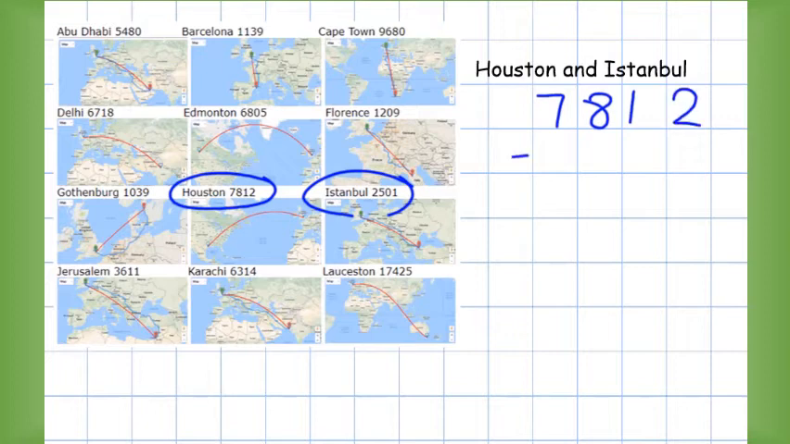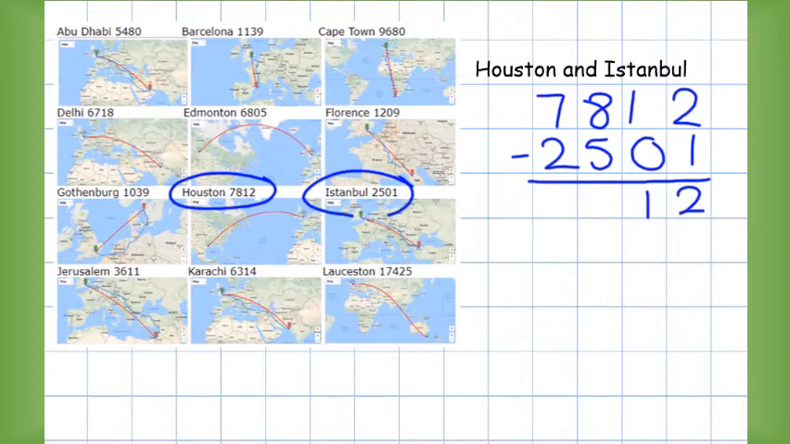7,812 take away 2,501. 2 take away 1 is 1. 110 take away 0 tens is still 110. 800s take away 500s leaves me with 300s, and 7,000s take away 2,000s gives me 5,312. Am I finished? Of course not. I've got to add my units of measure, haven't I?